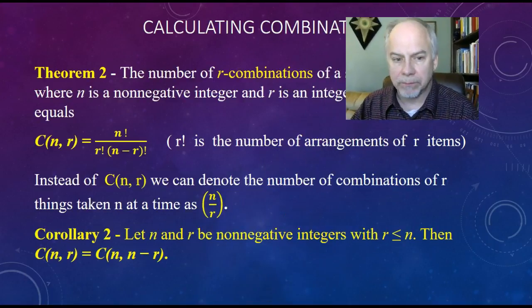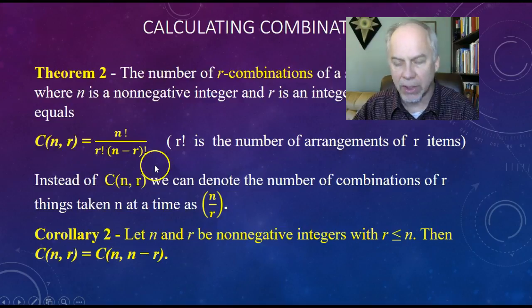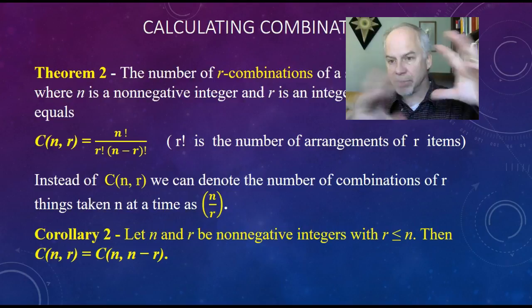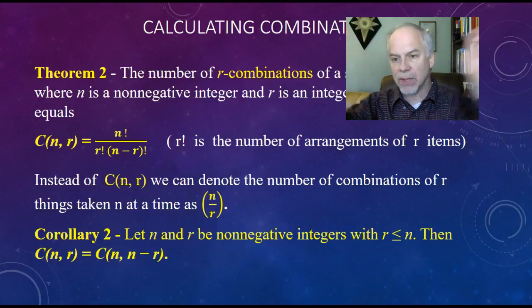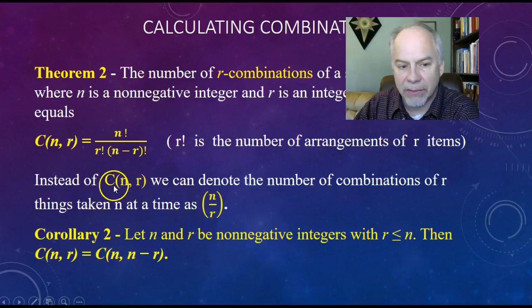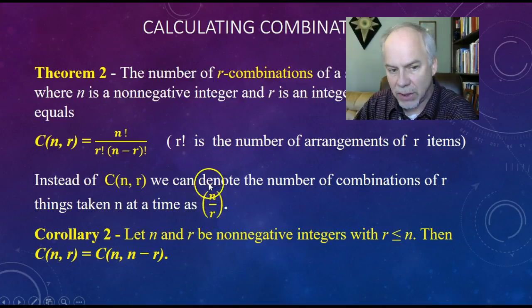So here's your formula for finding the combinations of n things, choosing from among n things, and you're picking r at a time. Okay, so instead of C(n,r), we can denote the number of combinations of n things taken r at a time as this notation here, also with the big parentheses, n things taken r at a time.